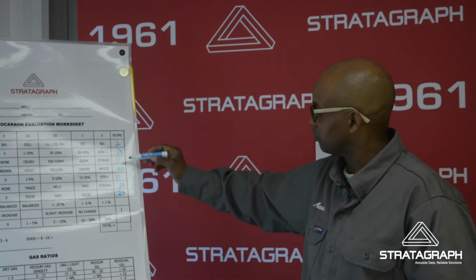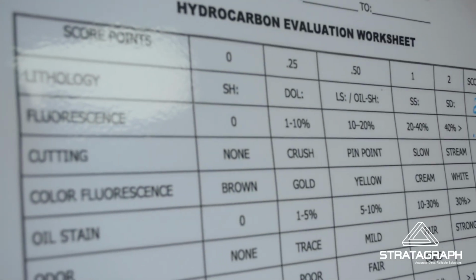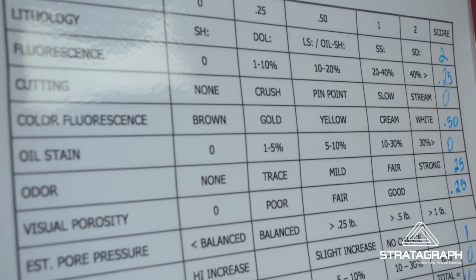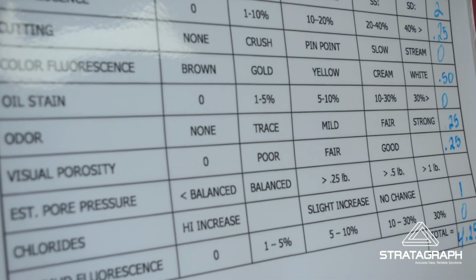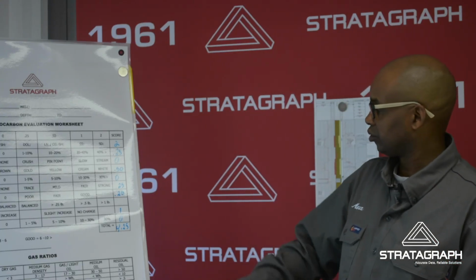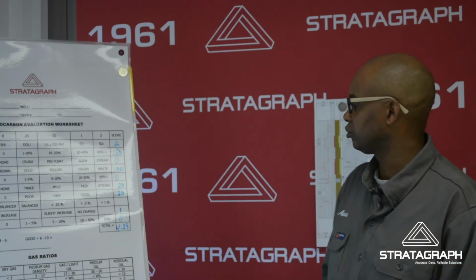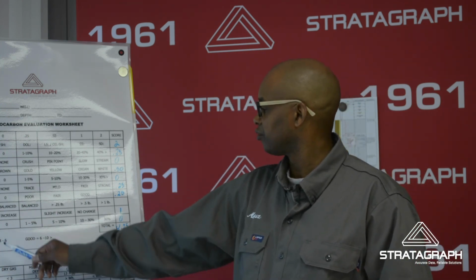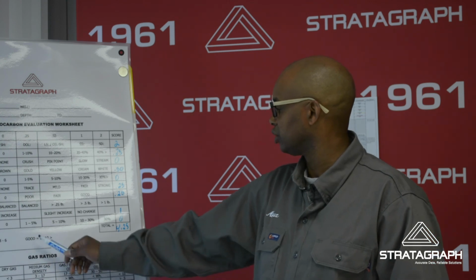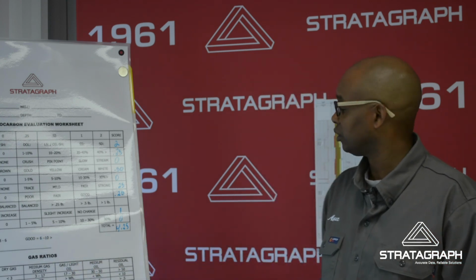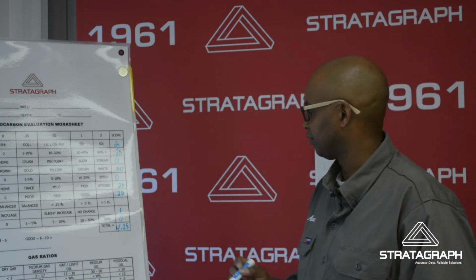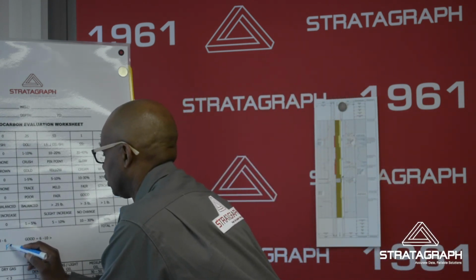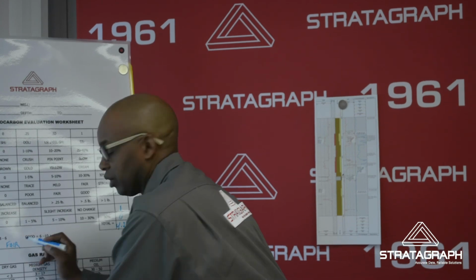So what we'll do is we'll add all these up. And then for our hydrocarbon evaluation, we'll go poor is 0 to 3, fair is 3 to 6, good is 6 to 10. So we have 4.25. So we basically have a fair rated show zone.